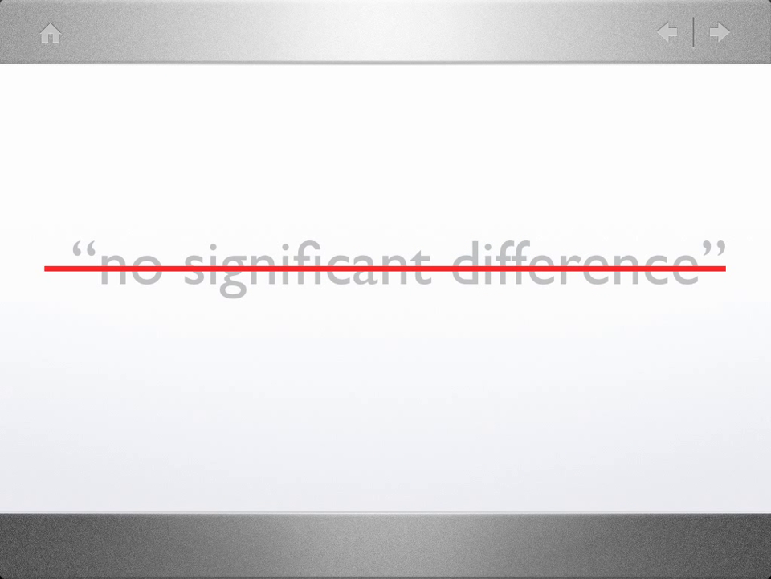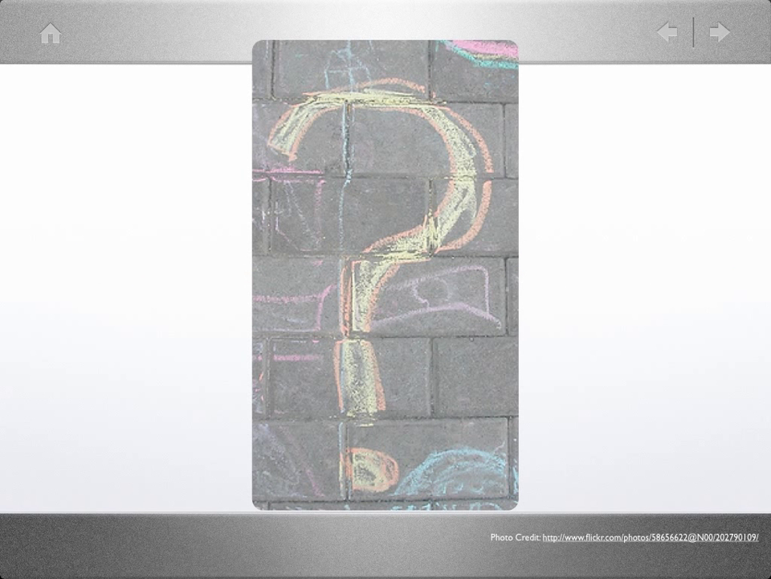When I began my research, I wanted to move beyond the no significant difference conversation. We know that delivering content online is just as effective as delivering content in the classroom. I just don't care about content. So my essential question when crafting my research was, how do students feel in existing online learning environments? And how can we as teachers use this information to build better learning environments?